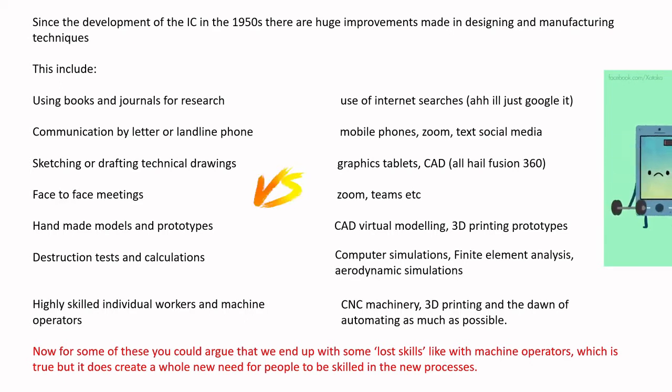One of the other things I've put down at the bottom, which could possibly be a negative, is that you used to have highly skilled individual workers that could work certain bits of machinery, and they have been replaced by CNC machinery, 3D printing, automation, CNC routing, milling, those sorts of things. So you've almost got a lost skill, where you're starting to get away from a person that knows how to do this by hand because machines can do it.